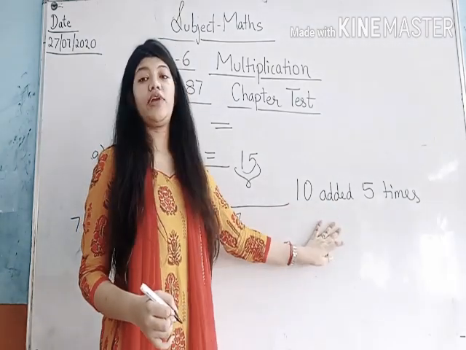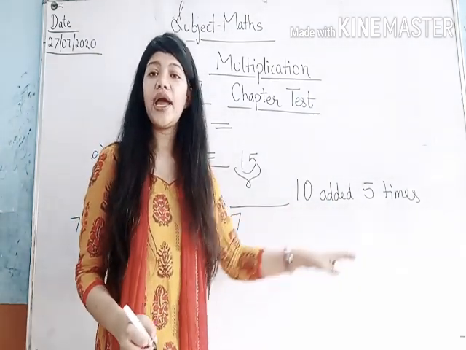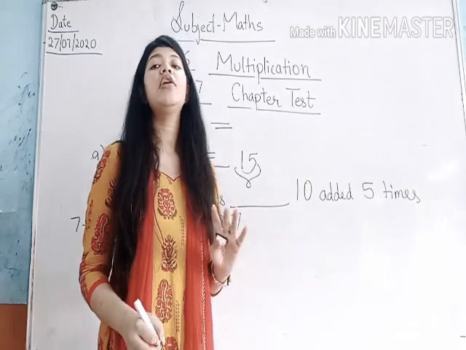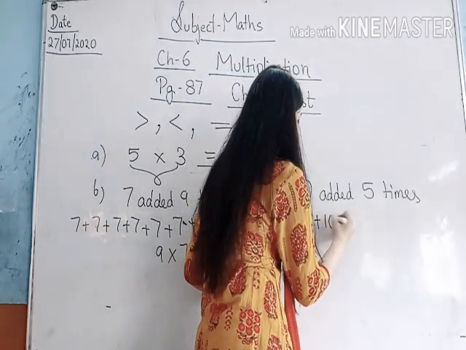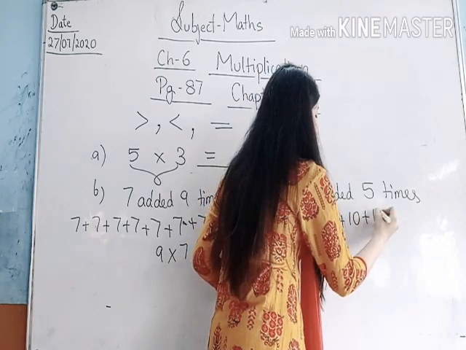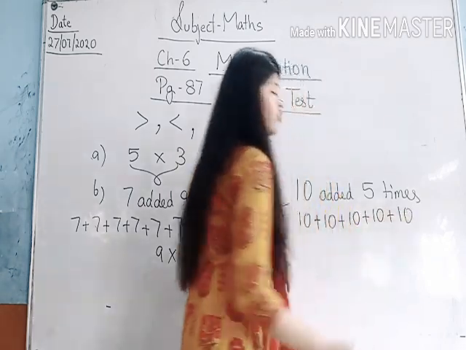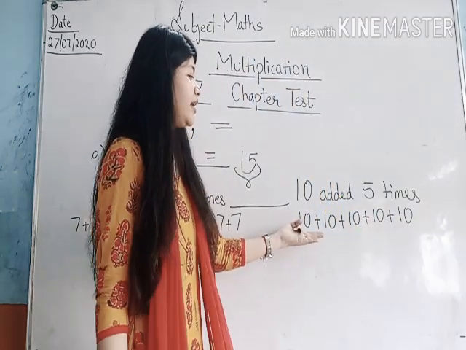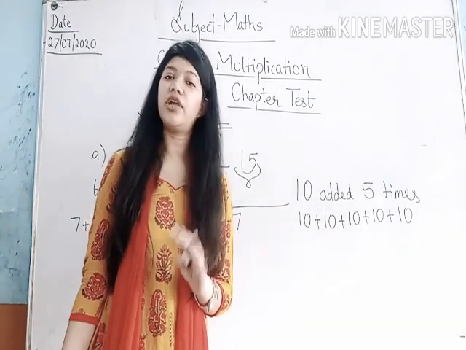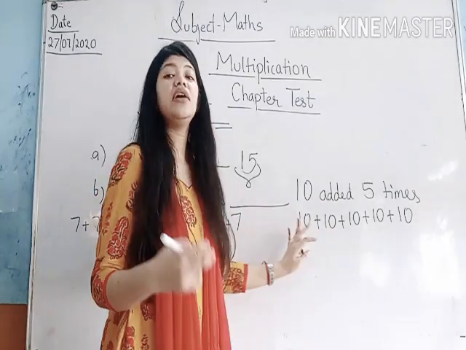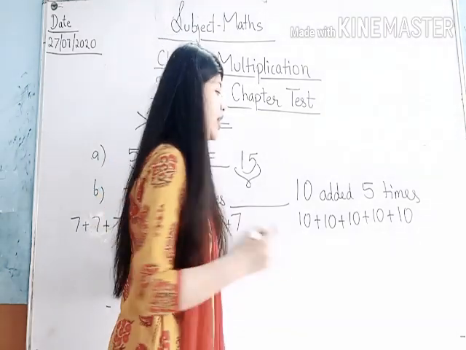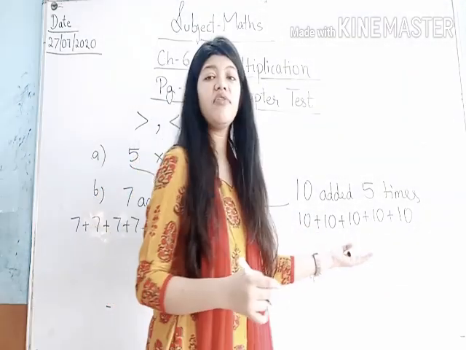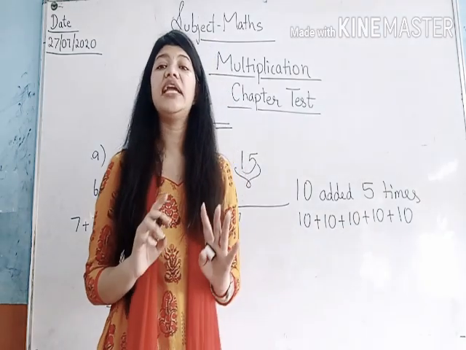10 added 5 times. Now it means we have to add 10 how many times? 5 times. Yes. So let's add 1, 2, 3, 4, 5. Yes. We have added 10 how many times? 5 times. Now here what will be the first factor? The first factor will be 5. Why 5? Because there are 5 equal groups. We have added 10 5 times.